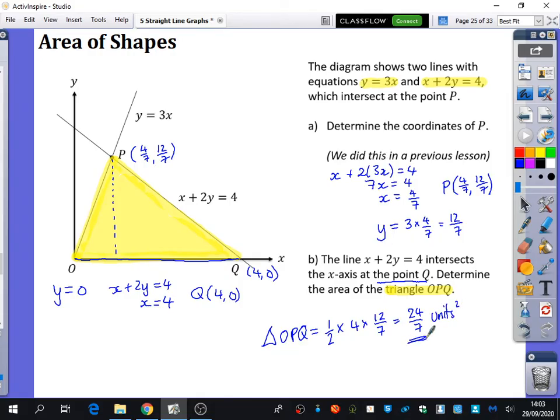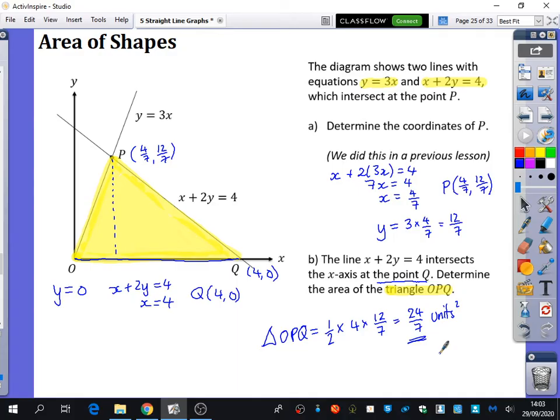I think we actually did this before, but it's a good recap now that we're kind of back on this sort of area of things. You don't have to write units squared. The reason I write units squared is because if the question changed to centimetres, then this would be centimetres squared. If it changed to metres, then it would be metres squared. That just tends to be how we write those bits.